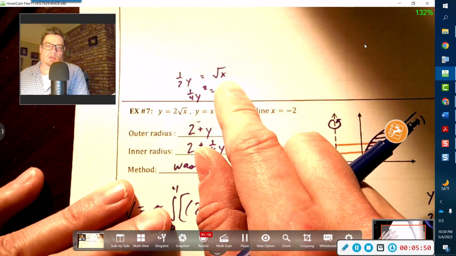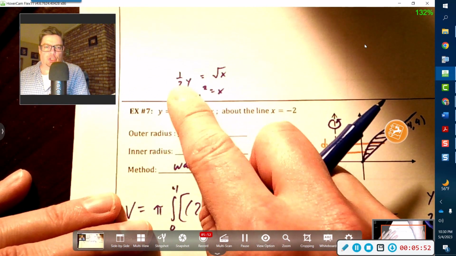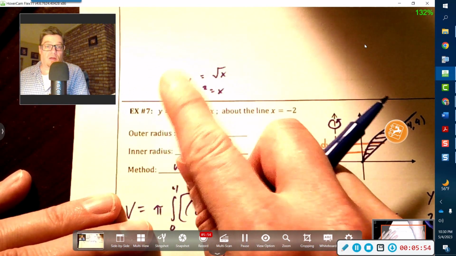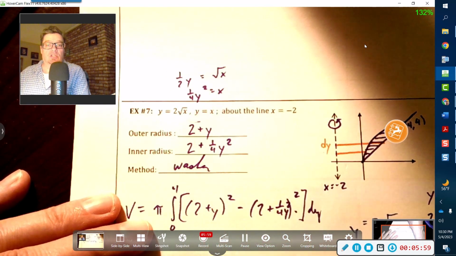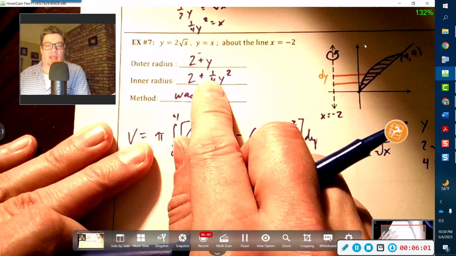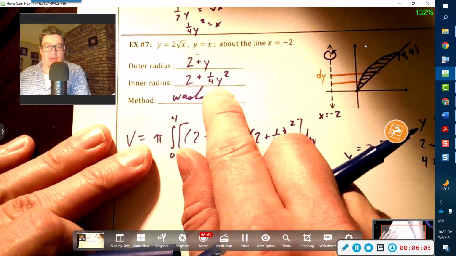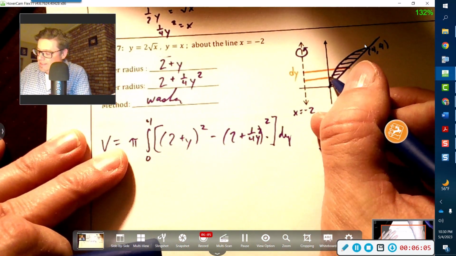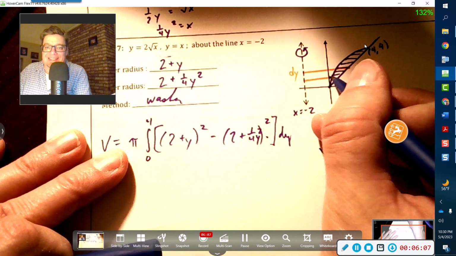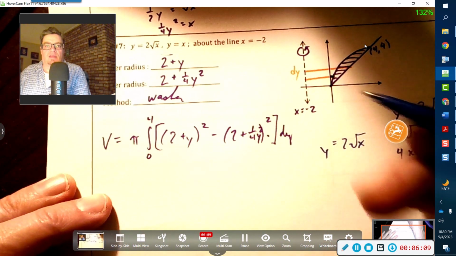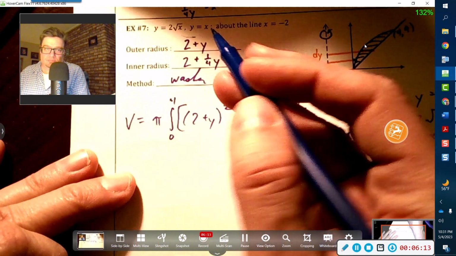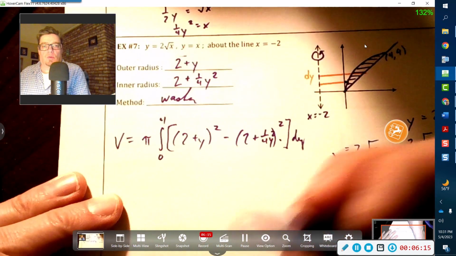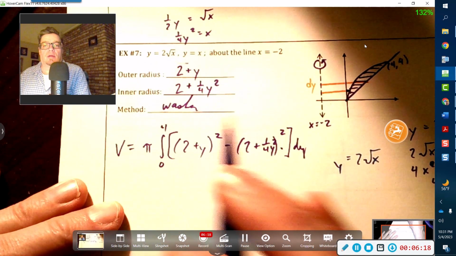Here we divided both sides by 2, so we got a half, and then we squared both sides, and that's how we got 1/4 y squared equals x. So we're going to go ahead and add 2 plus that, and that little piece is right here, that distance. That's the value there. So we're going to add that to the 2, which is this value. And again, we just do what we would normally do. We would take the outer minus the inner.